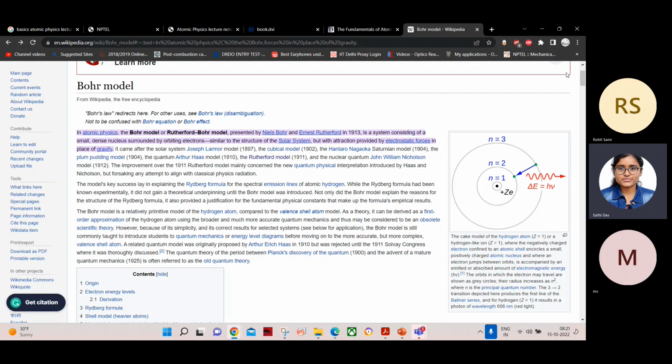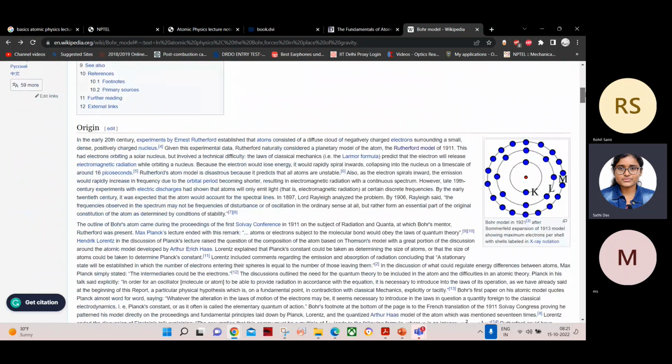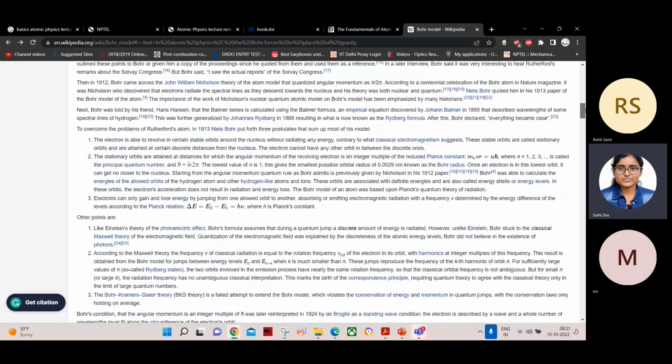Quantization means you are going to discrete levels, discrete energy levels. So in the Bohr model, the first model of the hydrogen atom, it tried to explain the hydrogen atom model, basically because there's only one particle in the nucleus and one electron moving around it. And the basic postulates of the Bohr model are what you were told.